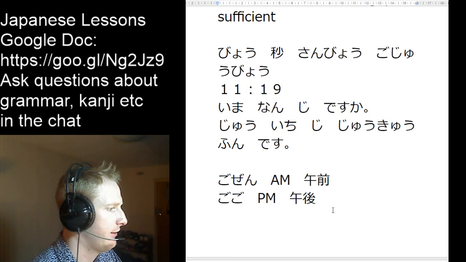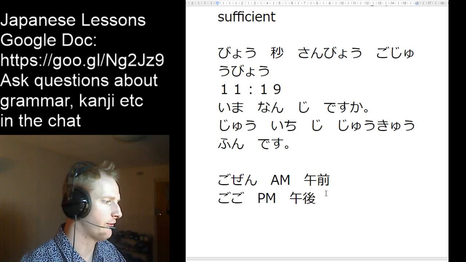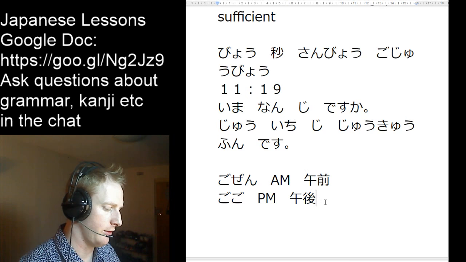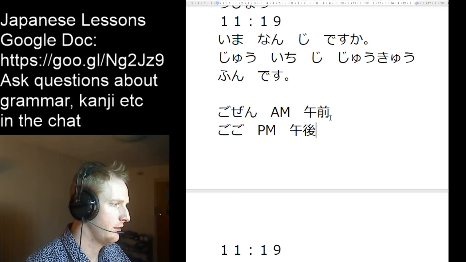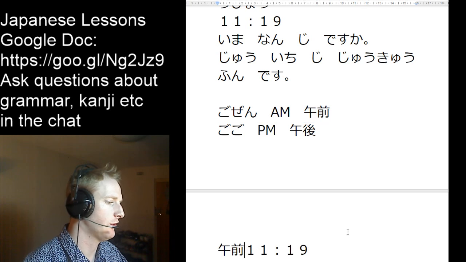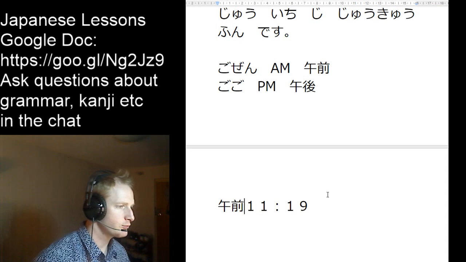Now the important thing to keep in mind when we use these is that AM and PM actually goes at the front of the time. So right now, we said it was 11:19. So we would put it here. So gozen 11時19分. Yeah.